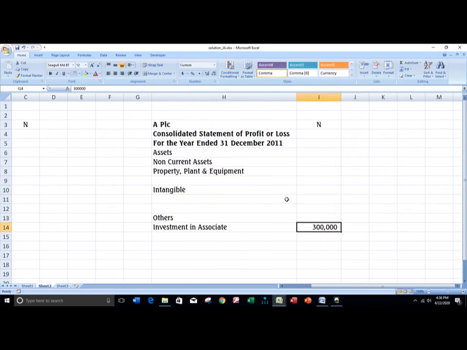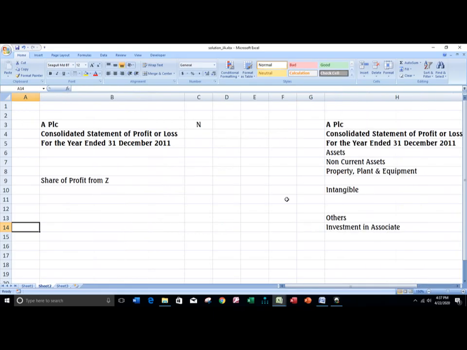So cash must have gone down before this investment will come in here. So cash will go down. Cash is under current assets. Cash gives, investment in associate will take. So it's still the same asset. If you look at it under the accounting equation, it will still balance.